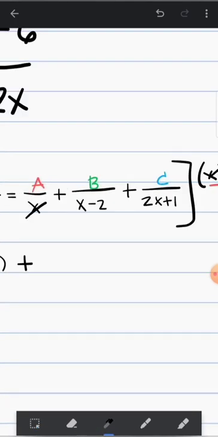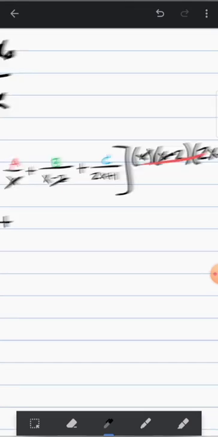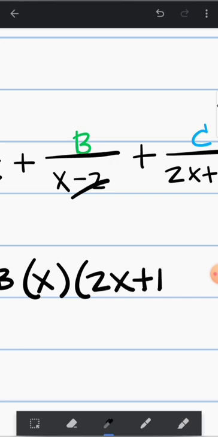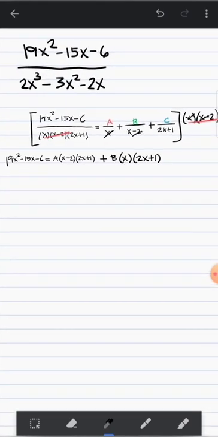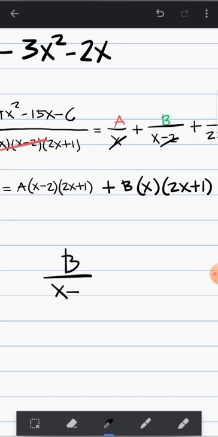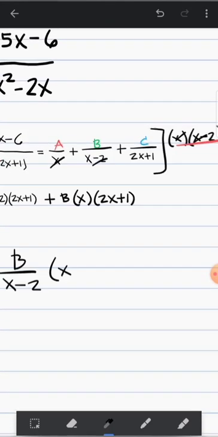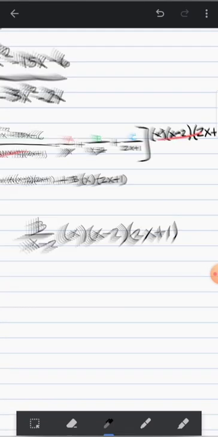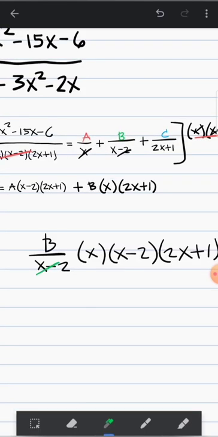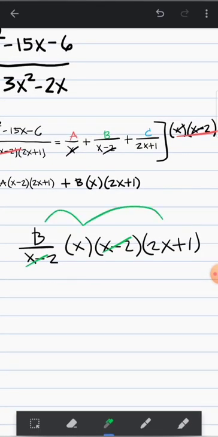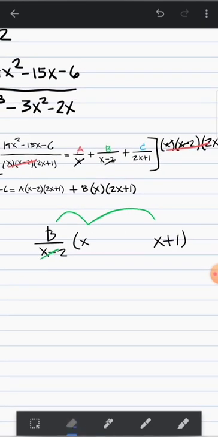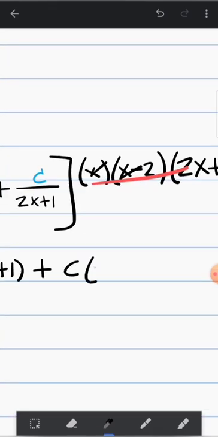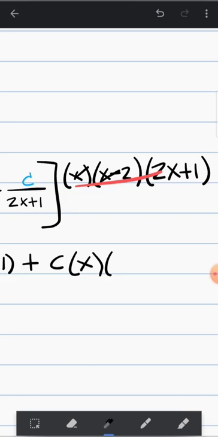And then plus, for b, only x minus 2 will get cancelled out. So we're going to be left with b times x times 2x plus 1. For those of you that didn't see that, if we multiply b over x minus 2 by these terms, x times x minus 2, 2x plus 1, notice that this term will get cancelled out. So we're going to multiply these three, b, x and 2x plus 1. So that's what we're doing there. And then lastly, for c, it's just c times x times x minus 2.